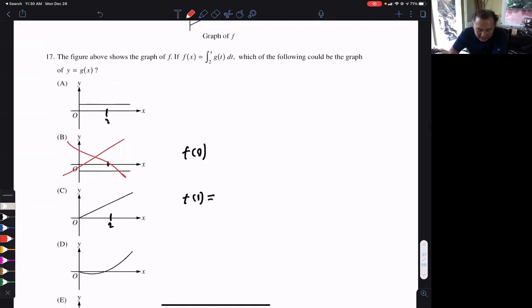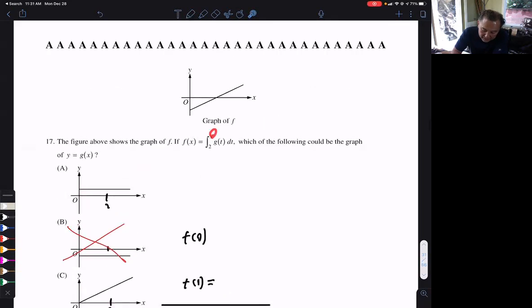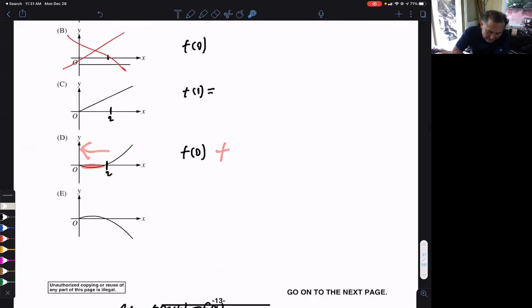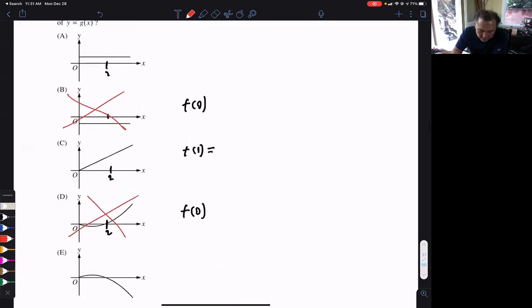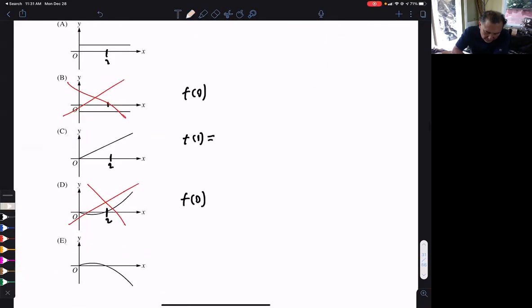Let's look at D. D has the same problem as B. If we take this to be 2, and we integrate, we do f of 0, it's going to be 2 to 0. So we're doing the net area here, which is negative, but we integrate backwards, it comes out positive. So f of 0 would be positive, but it's negative. So we can eliminate D. And then E, to save time, I'm going to show you why E doesn't work. So again, we're going to assume this is our 2 point.